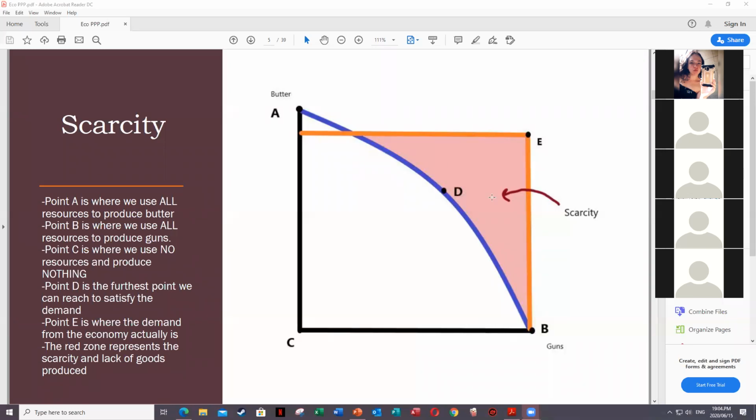And then this red zone here represents the scarcity, what we aren't able to produce.